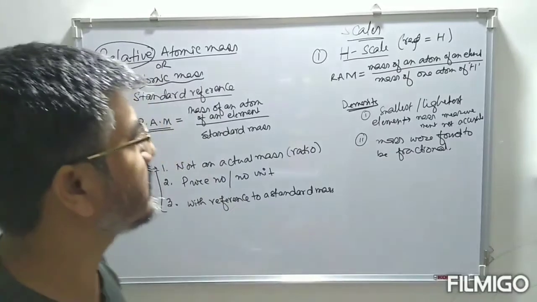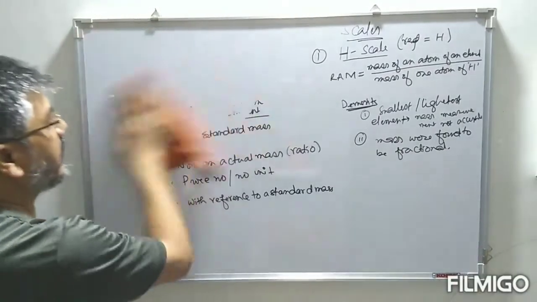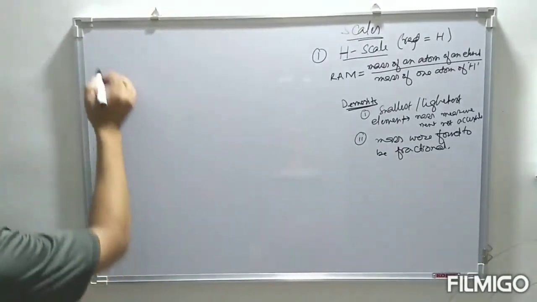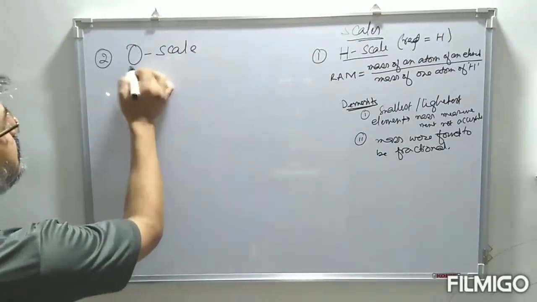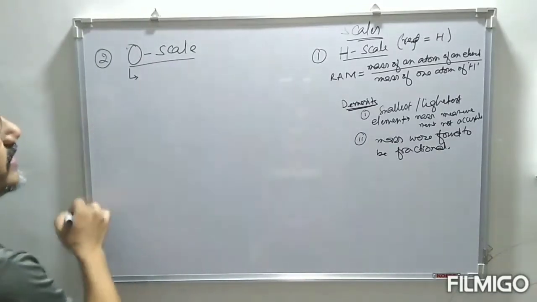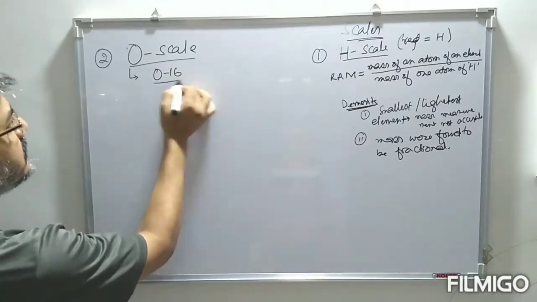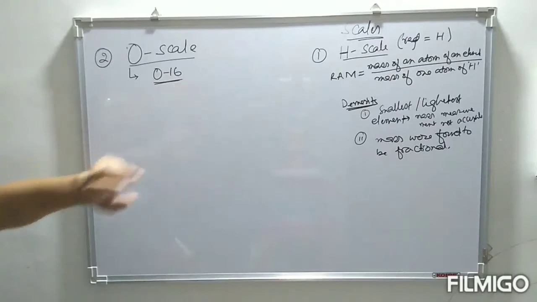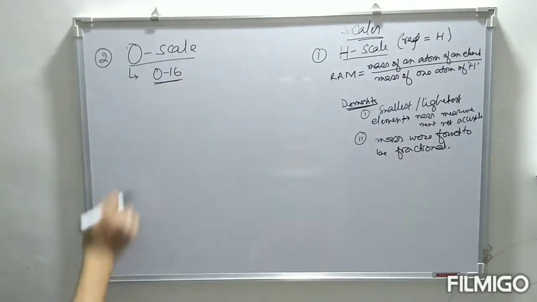Now to remove this discrepancy regarding the hydrogen scale, another scale was developed, and that scale is known as the oxygen scale. The second scale is the O scale. For this oxygen scale, the most stable isotope of oxygen, that is O-16, oxygen with isotopic mass 16, was taken as a standard reference for measuring the atomic mass of an element.